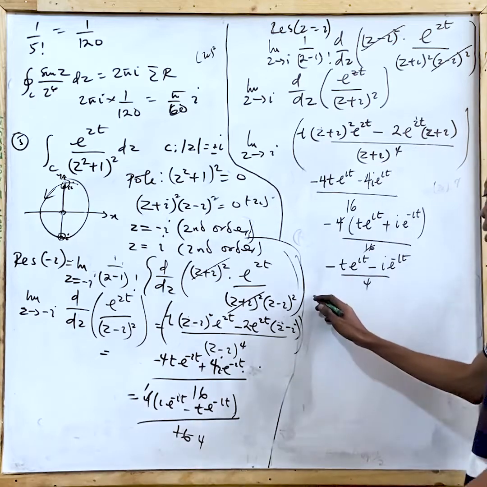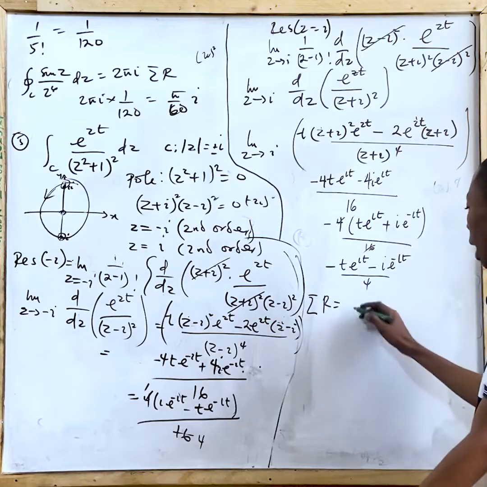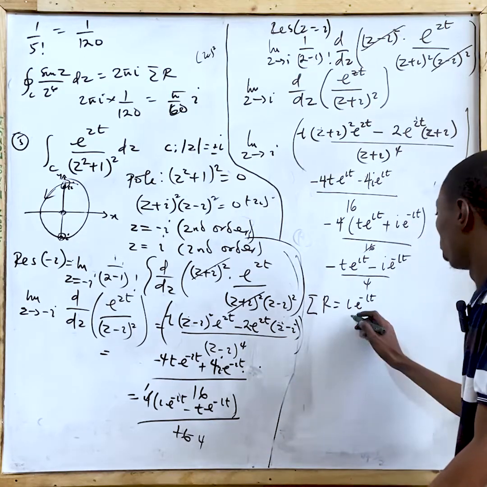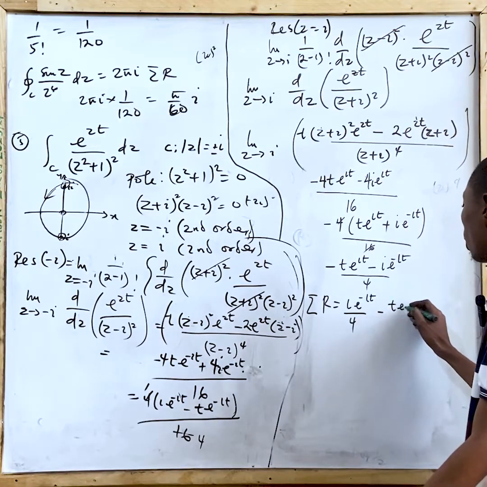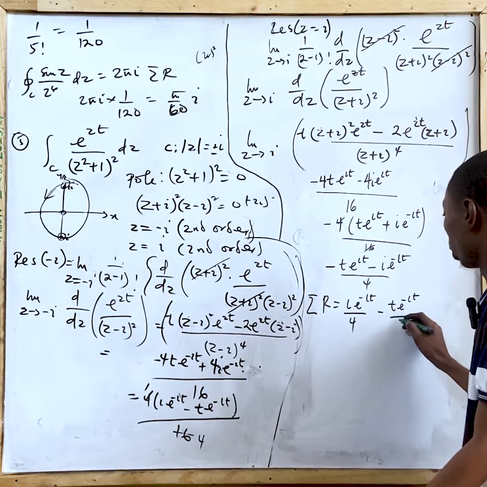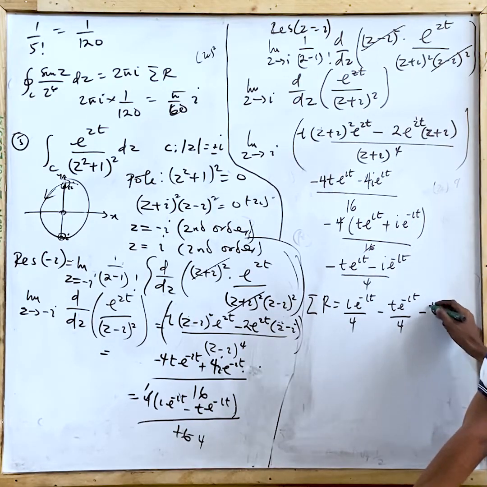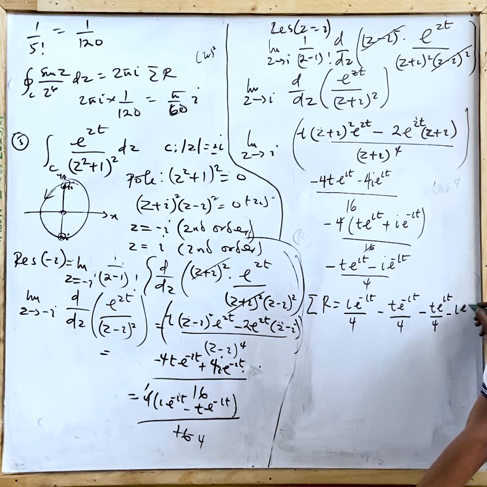So what is the sum of the residues now? The sum of the residues is the addition of these two. That's i e raised to the power minus it, cut down to 4, minus t e raised to the power minus it, cut down to 4. And this, minus t e raised to the power it over 4, minus i e raised to the power minus it all over 4.